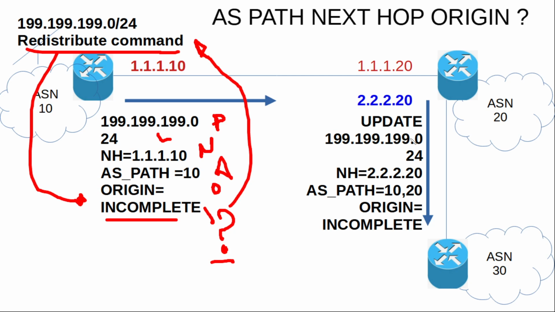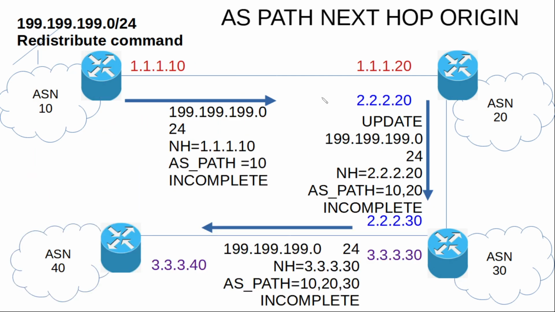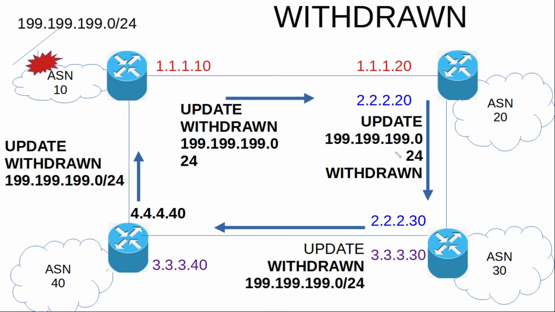This router will receive this information. It is going to change it. It is going to modify the next hop, the AS path, and everything else will remain the same. This example is exactly the same. Notice that this advertisement travels with an origin incomplete.